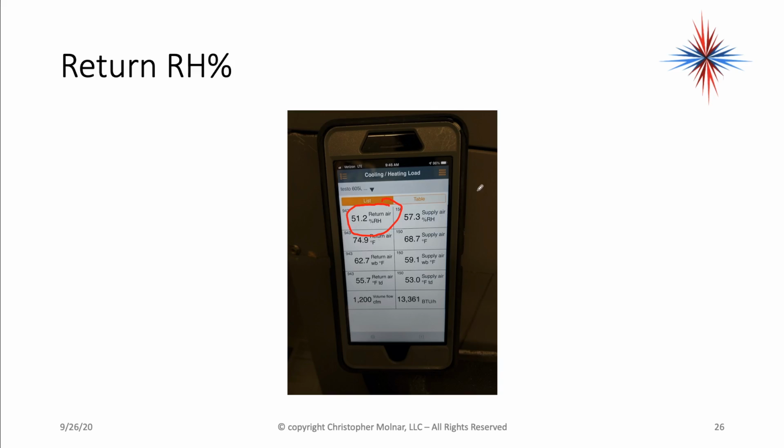Now, careful, because the supply air has a relative humidity too, and you would think because your air conditioner is supposed to be dehumidifying, my supply air relative humidity would be lower. That's not the case. Unless you're running a dehumidifier, supply air relative humidity is going to be higher.